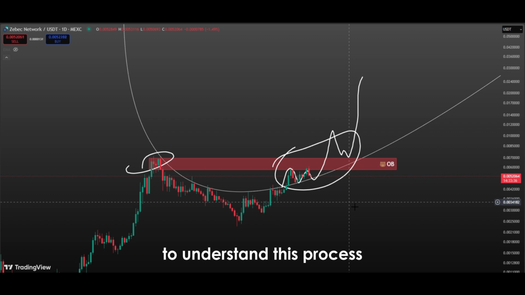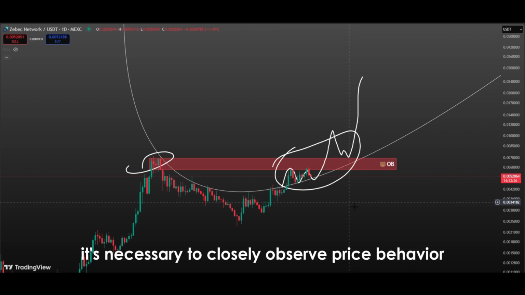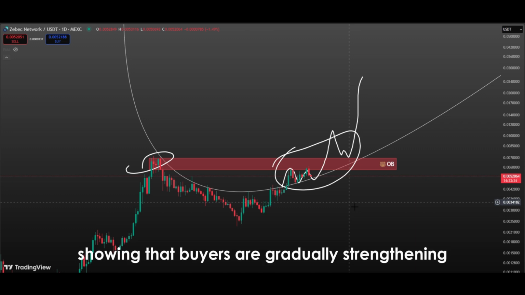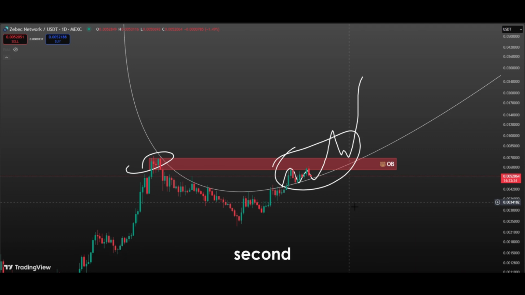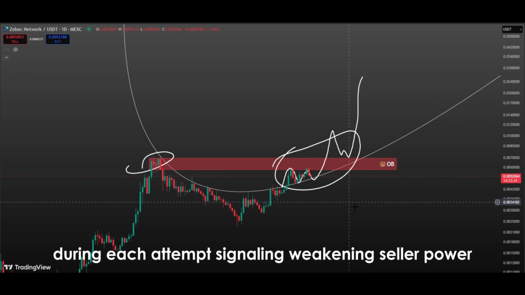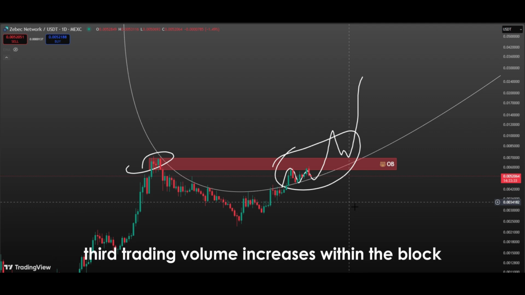To understand this process, it's necessary to closely observe price behavior. Before a bearish order block is broken, certain signs often appear. First, each pullback forms a higher low, showing that buyers are gradually strengthening. Second, the price remains inside the block for longer periods during each attempt, signaling weakening seller power. Third, trading volume increases within the block.